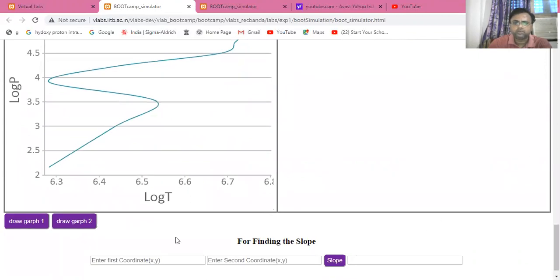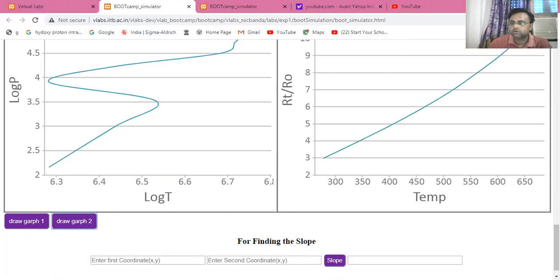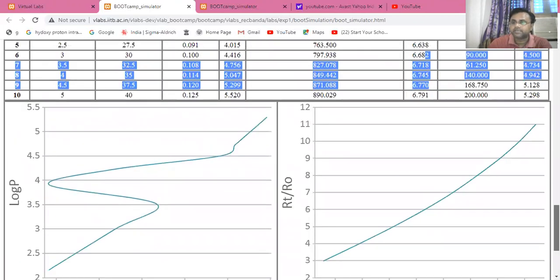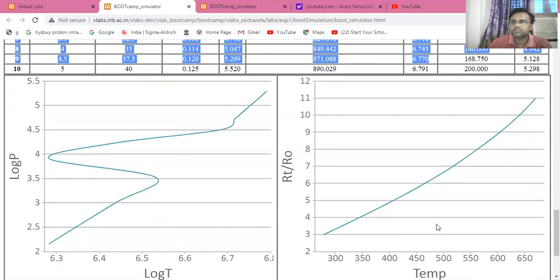Now we draw graph 2. Yes, now graph 2 is correct. Temperature versus RT upon R naught is a straight line. It is increasing with the temperature.